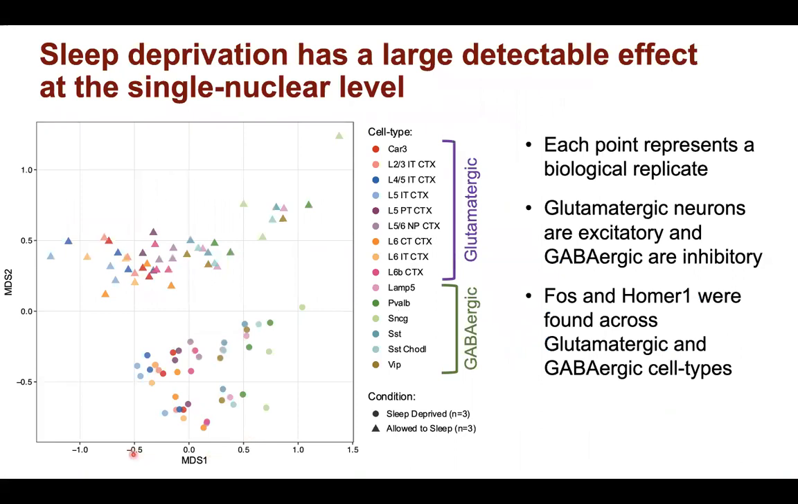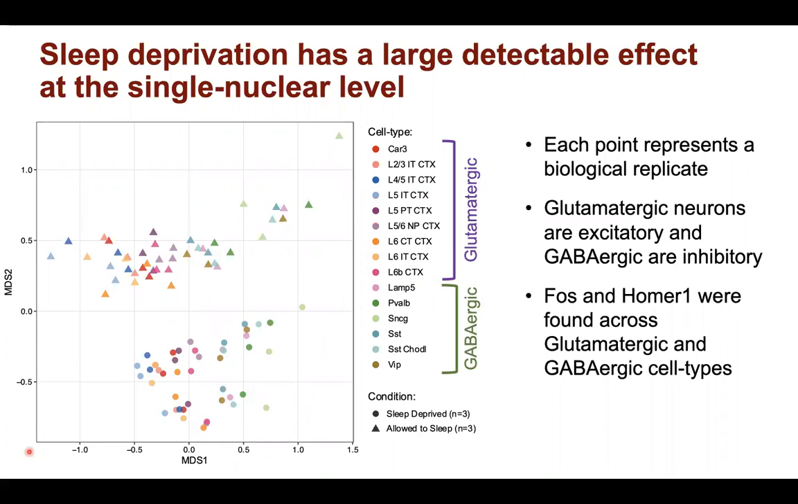We found that sleep deprivation has a large detectable effect at the single nuclear level. Here, you can see a multidimensional scaling plot. Each point represents a biological replicate. Our circles are animals who were sleep deprived, and our triangles are the animals who were allowed to sleep. Not only can you see a separation between the circles and the triangles, but you can see a separation of excitatory, which are glutamatergic neurons, and inhibitory, GABAergic neurons. Over here in our key, you can see we have the glutamatergic neurons, selected in purple, and our GABAergic neurons, which are green. On the plot, our glutamatergic neurons are here, while our GABAergic neurons are here.